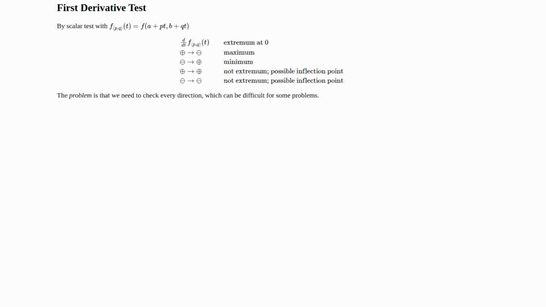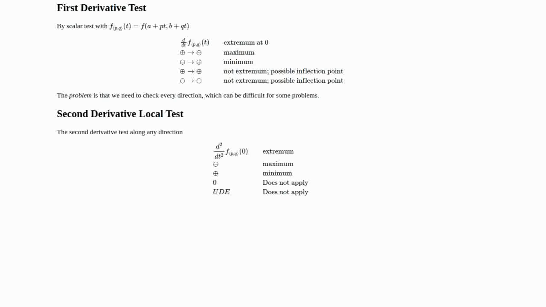The problem is you have to check every single direction, which can be difficult for some problems, and it can be time consuming. And you have to look at this first derivative around 0 for every single direction. And this is why the first derivative test is more powerful than the second derivative test, but it's often not used in favor of the second derivative test, just because the second derivative test generalizes easier to multivariable situations.